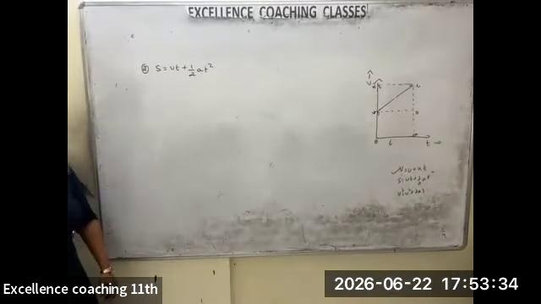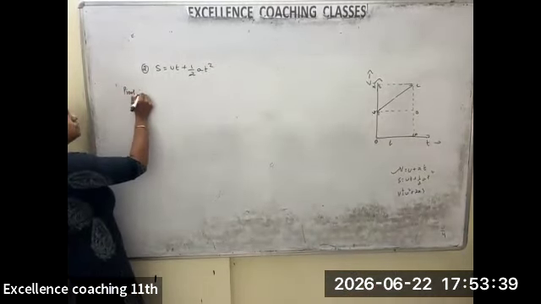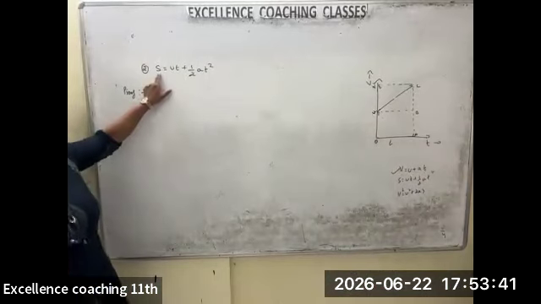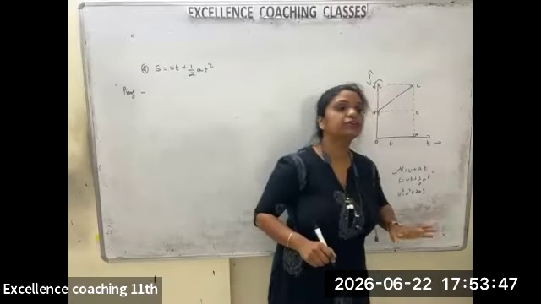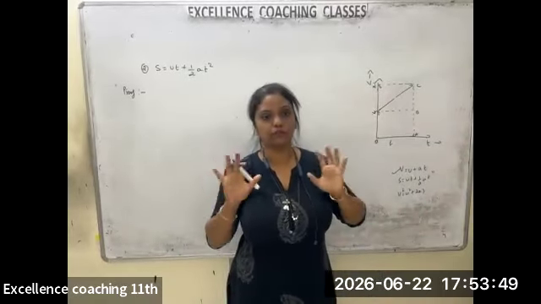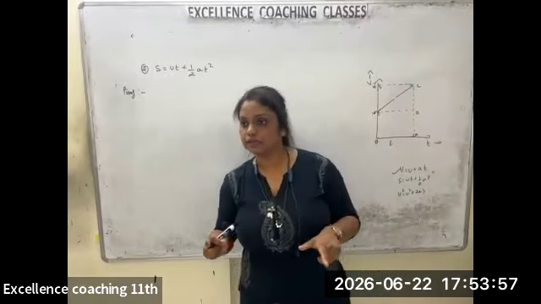Okay. So let me solve this. First of all, what is this? Displacement. What of the VT graph gives you displacement? You have to think from there and start. The area under the curve of the VT graph gives us displacement.